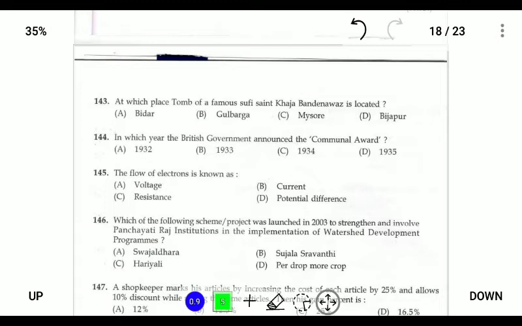Next, at which place is the tomb of the famous Sufi saint Khwaja Bandanawaz located? So the tomb of the famous saint is located at Gulbarga.